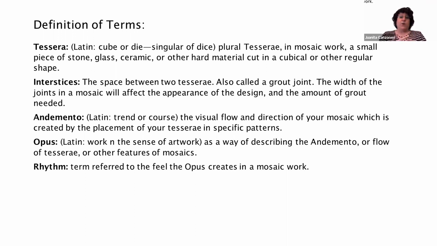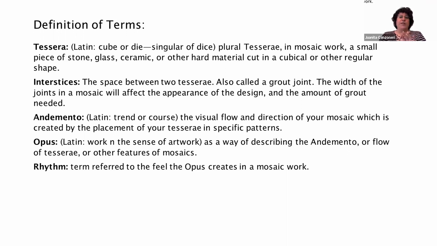And then Andamento is the visual flow or direction of your mosaic. Andamento then comes opus, depending on how you use them. So you're creating certain patterns with your tessera in your Andamento, and with your tessera and grout joints actually to create your Andamento. I jump down to rhythm because that relates back to Andamento in that the Andamento creates the rhythm of a pattern.